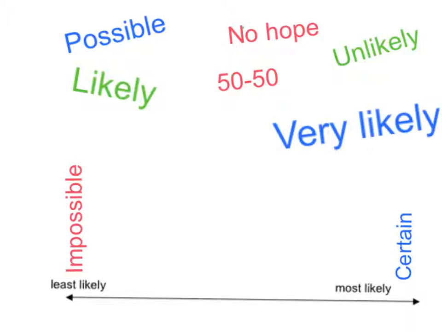I'm going to go back up to my list of words at the top here, and I'm going to choose the word likely. We have the word likely here. Where do you think this word would go on our scale? Would it go at the impossible end or at the certain end? It is likely to happen. Yep, I'm going to put it at the most likely end of our scale.